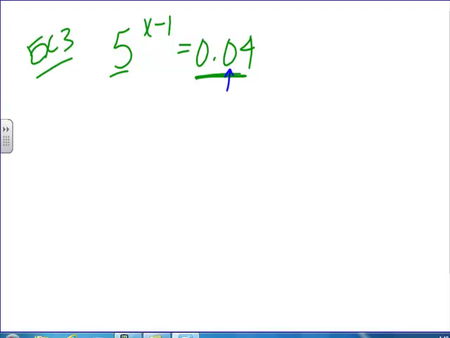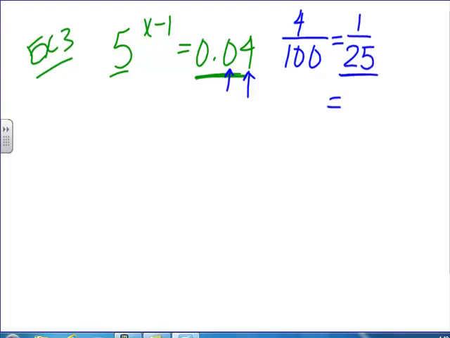This is in the tenths, this is in the hundredths. You might just take a minute and rewrite it as a fraction. So 0.04 is the same as 4 over 100. Now if I reduce this, 4 goes into 4 once, 4 goes into 100 25 times. Then I want to start thinking about this 25 and this 5, and I might say, well, wait a minute. 25 is the same as 5 squared.